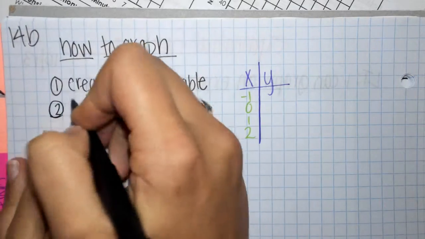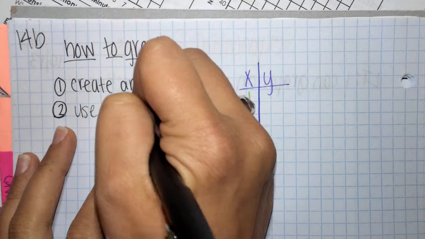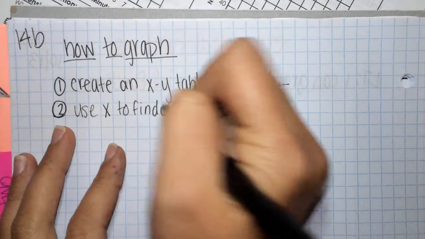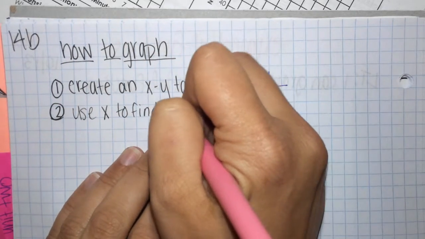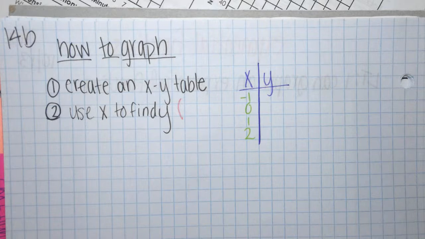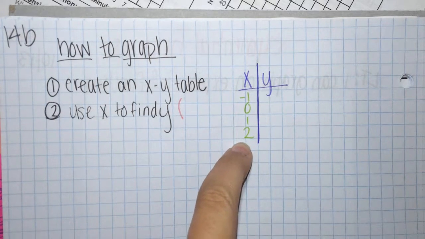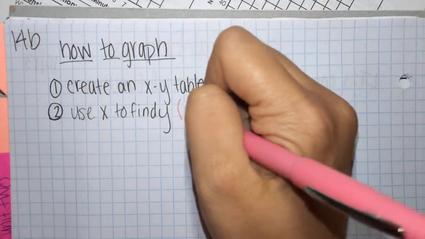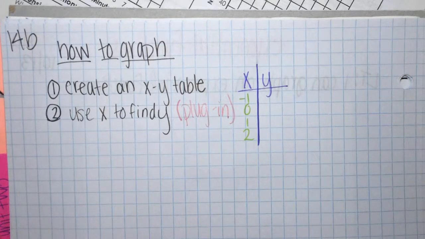Step 2 is you use x to find y. So what do we do with our x values to get our y values? What have we done every time? We've been doing this for a year and a half now. So you take your x and you plug it in to get y. We've been graphing for a long time.